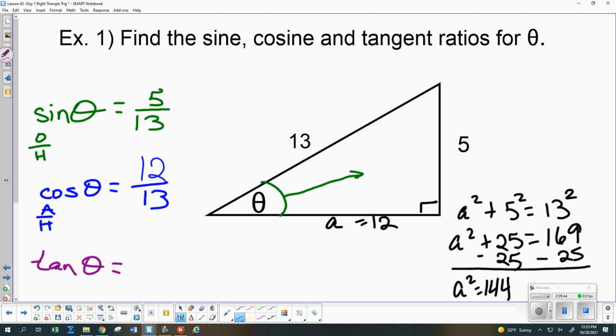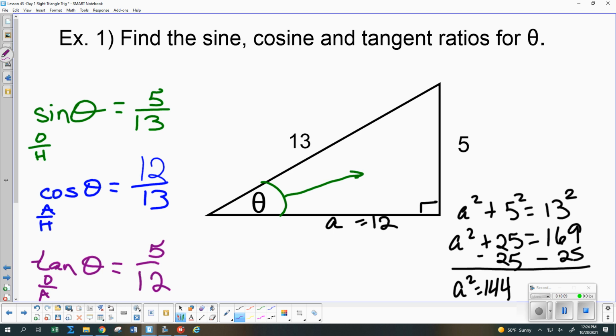Austin, Toa, what do I need over what? Can you look at this picture and tell me what number is opposite theta and what number is adjacent to theta? So I need 5 over 12, and I can't reduce that, and that's all that I needed to do to solve that one. Thumbs up, down, in between. Does that example make sense to everybody?